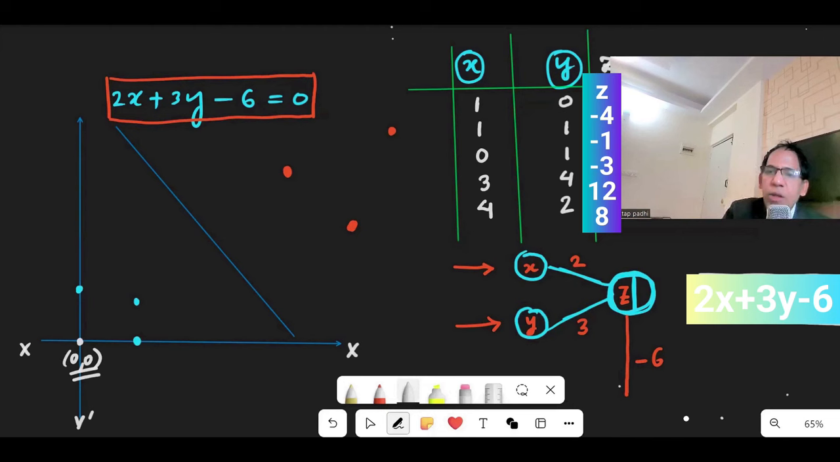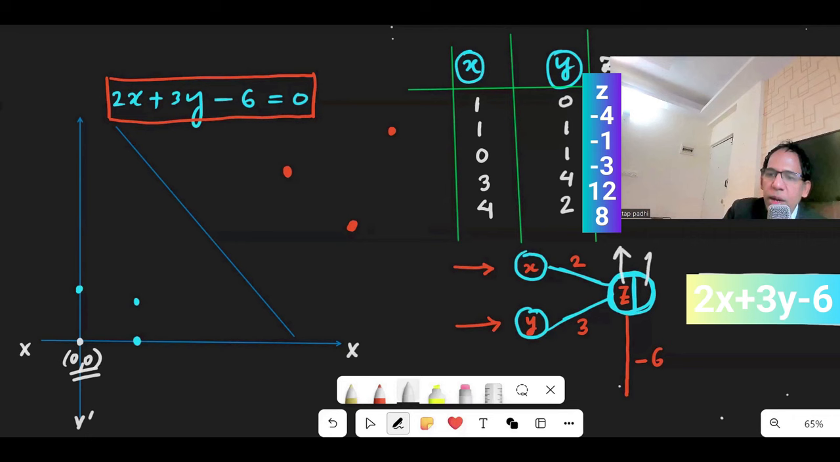So 2 minus 6, that is minus 4. This is 2 plus 3, 5, minus 6, that is minus 1. Then this is 0. And this is 3, 3 minus 6, minus 3. Then 3 multiplied by 2 is 6, 4 multiplied by 3 is 12, 18 minus 6 is 12. Here 4 multiplied by 2 is 8, 2 multiplied by 3 is 6, 14 minus 6 is 8. So these are the values I got. These are the values you are getting here.